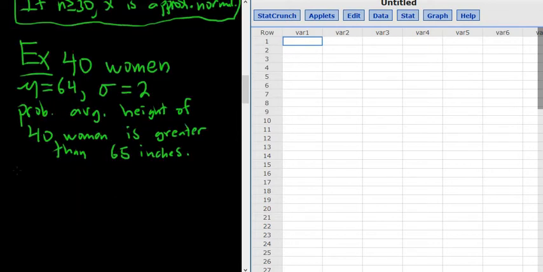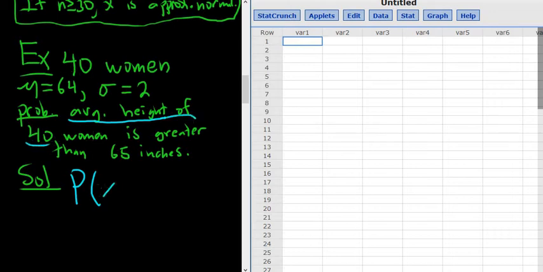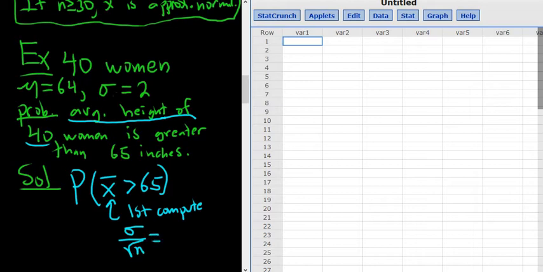Okay, so solution. The question says probability, so you would write the big P. Then here's the key, probability that the average height, so it's talking about the average height of these 40 women. So that's the sample mean, so the notation is X bar. It says greater than 65 inches. Because whenever you're asked a probability question regarding X bar, you first compute the new standard deviation. This is so important. Sigma over square root of n. In this case, sigma is 2, and n is 40, because n is the sample size.